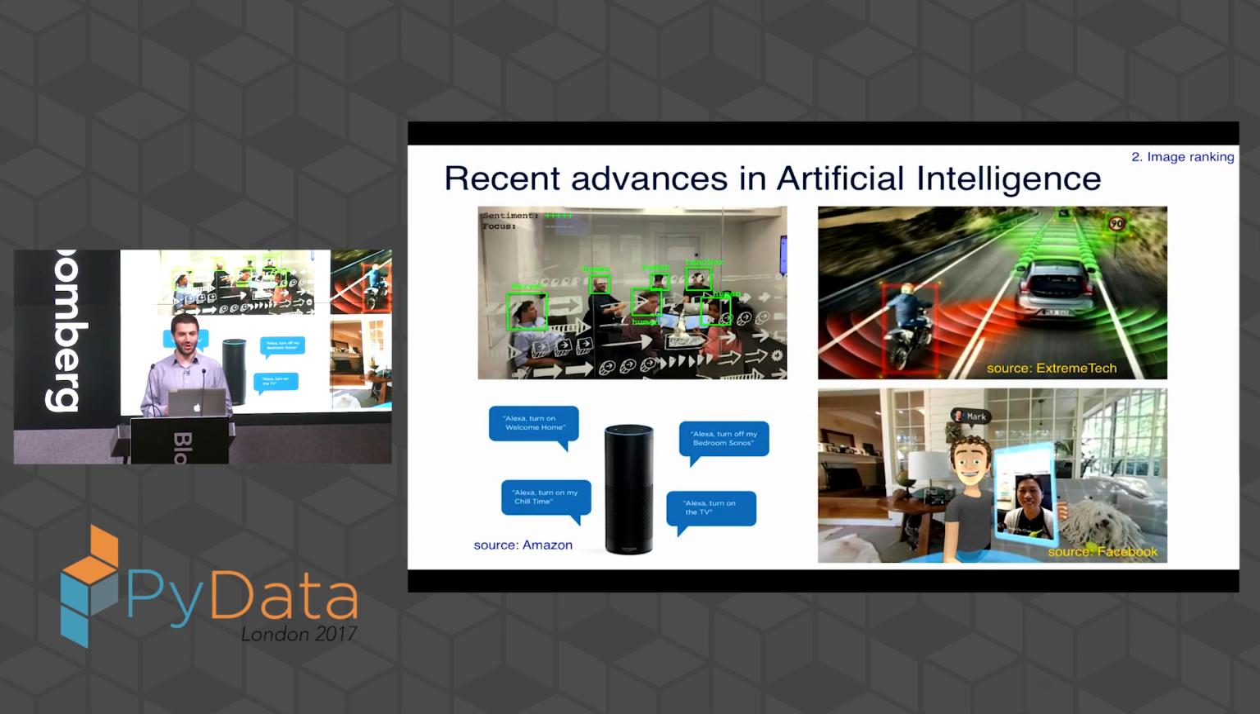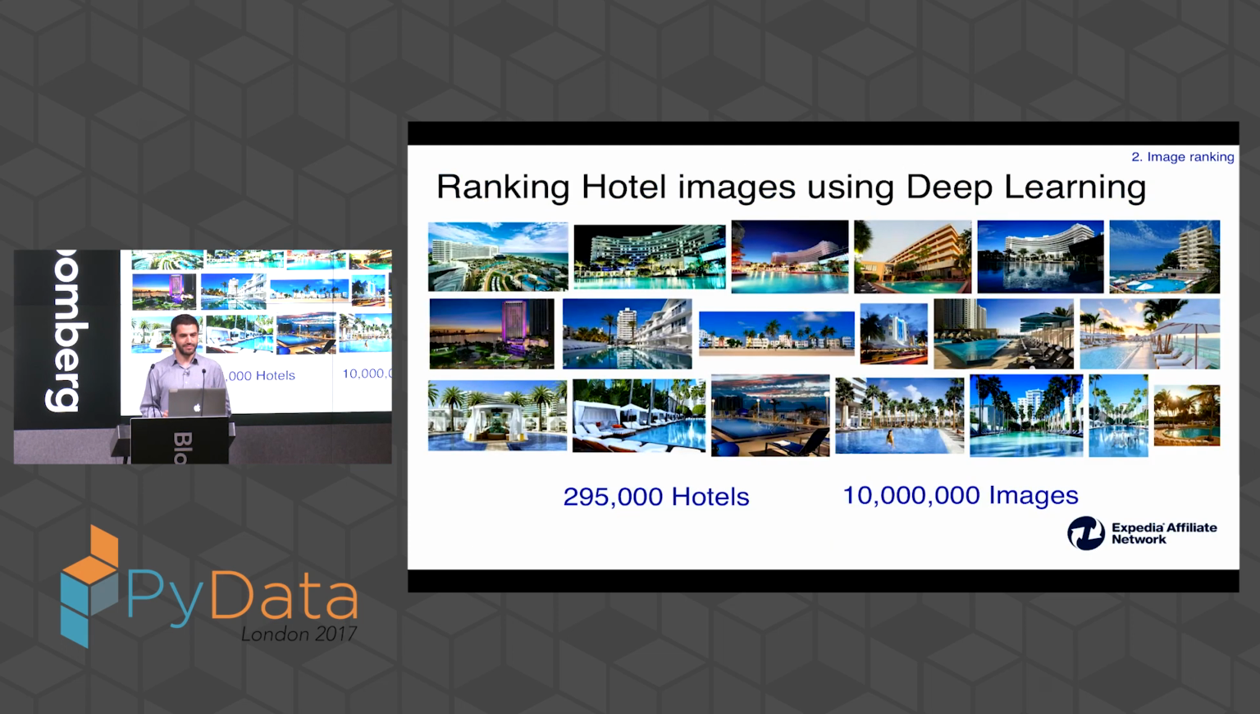But recently, as you know, there have been advances in deep learning, in self-driving cars, personal assistants, VR, all of these exciting things that all of you talked about during these 3 days. So it feels like the right moment to use deep learning to solve this problem. So essentially, we focus on ranking or sorting hotel images within each hotel using deep learning on our about 300,000 hotels and then 10 million images.